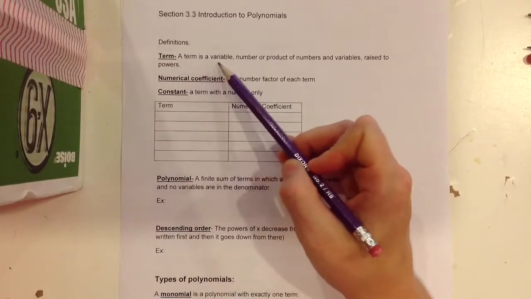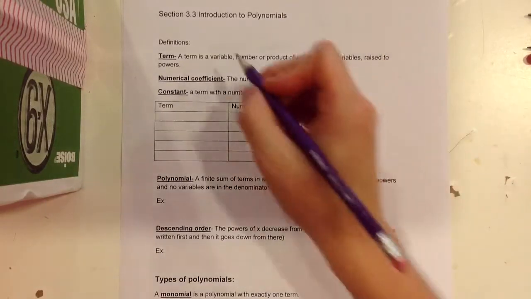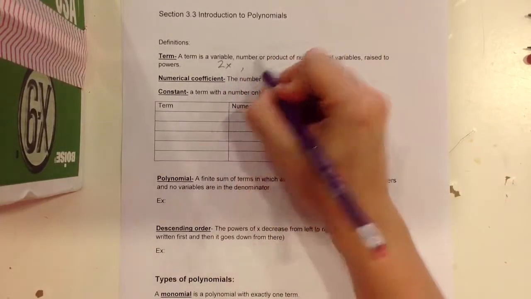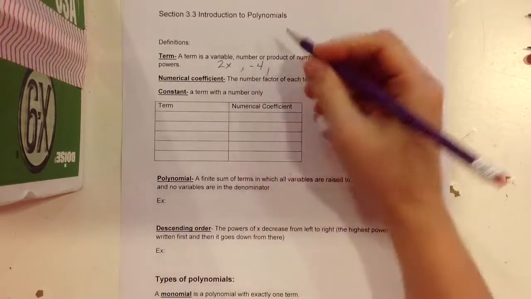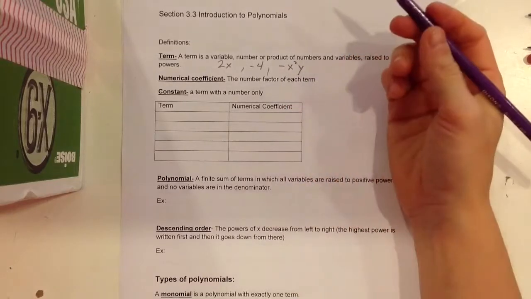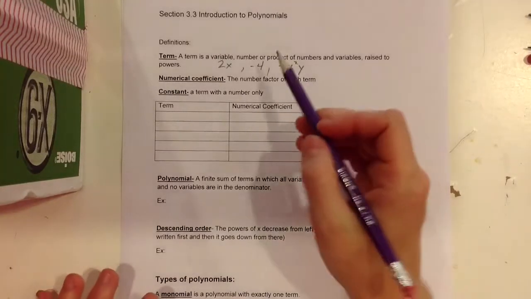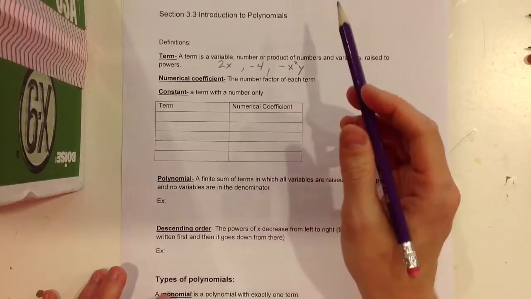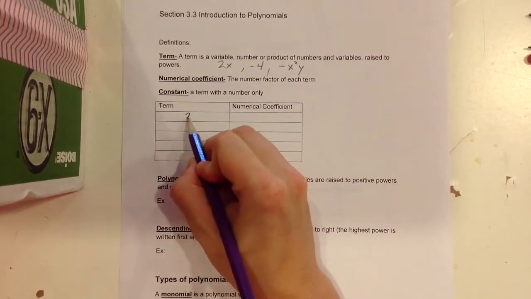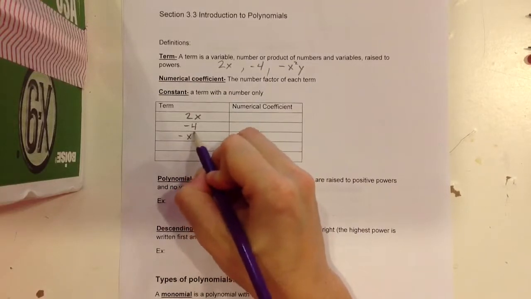So a term is a variable, a number, or a product of numbers and variables raised to powers. Now we talked about this before. This could be like 2x, negative 4, negative x squared y. These are all either numbers, variables, or products of numbers and variables raised to powers. The numerical coefficient, remember, is the number factor of each term. So if I did write these terms down, I have 2x, I have negative 4, negative x squared y.